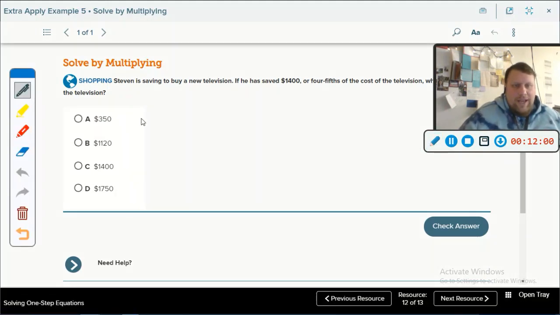So if he saved $1,400, or 4/5 the cost. So that equals 4/5. And what am I going to use? What variable for cost? I'm going to use C again. Then what is the cost of the television? I know I kind of have that covered up on my screen, but that's what it says. So again, we're going to use the reciprocal, 5/4.